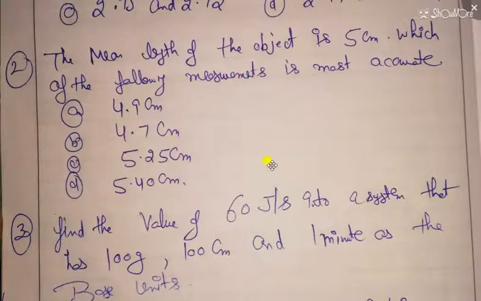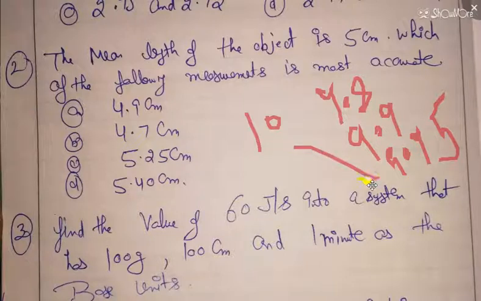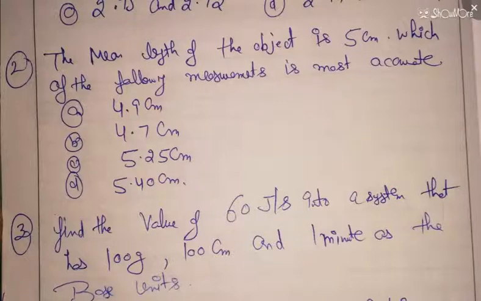So when the value is given, like 10 is the given value of length, and you are supposed to find the most accurate. So one option is 9.8, one is 9.9, and one is 9.95. So obviously from these three, 9.95 is the closest. So this will be the most accurate value. This is the concept behind this question. So I think first and second question is clear to you.